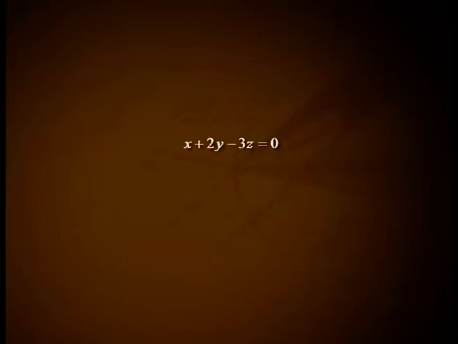Example 2. Does the following system of equations possess a non-trivial solution? x plus 2y minus 3z is equal to 0, 2x minus 3y plus z is equal to 0, 4x minus y minus 2z is equal to 0.